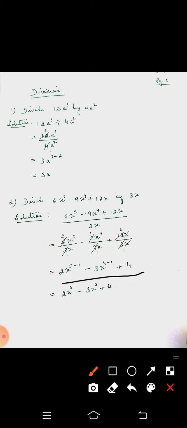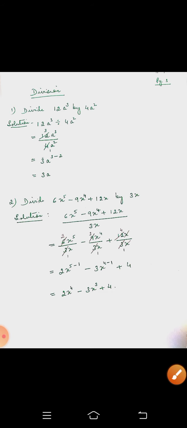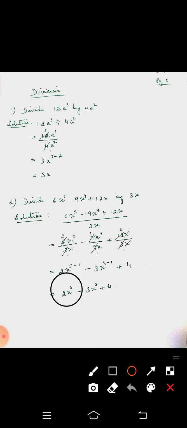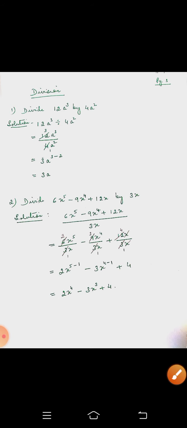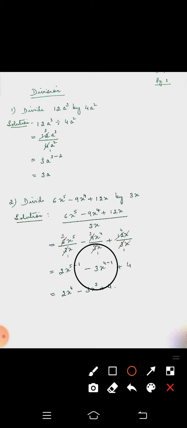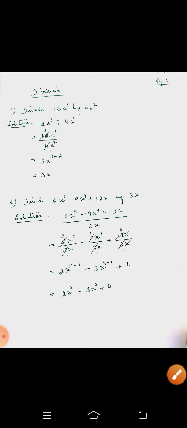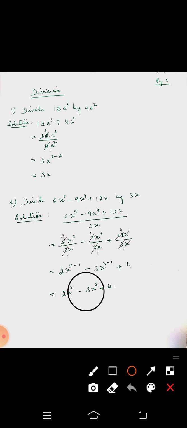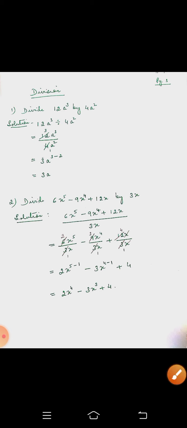Alright, now how you will calculate them? Now in this you see it is here 2x to the power 5 minus 1. 5 minus 1 becomes 4. Therefore, it's here 2x to the power 4. Then you have here minus 3x to the power 4 minus 1. 4 minus 1 becomes 3. Therefore, the answer is here, minus 3x to the power 3. The next you have plus 4. It remains as it is.